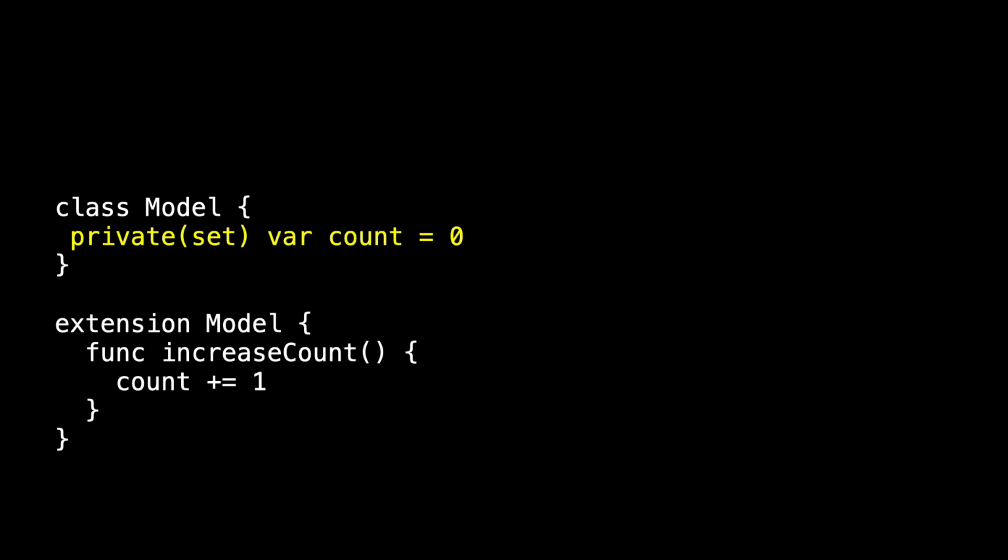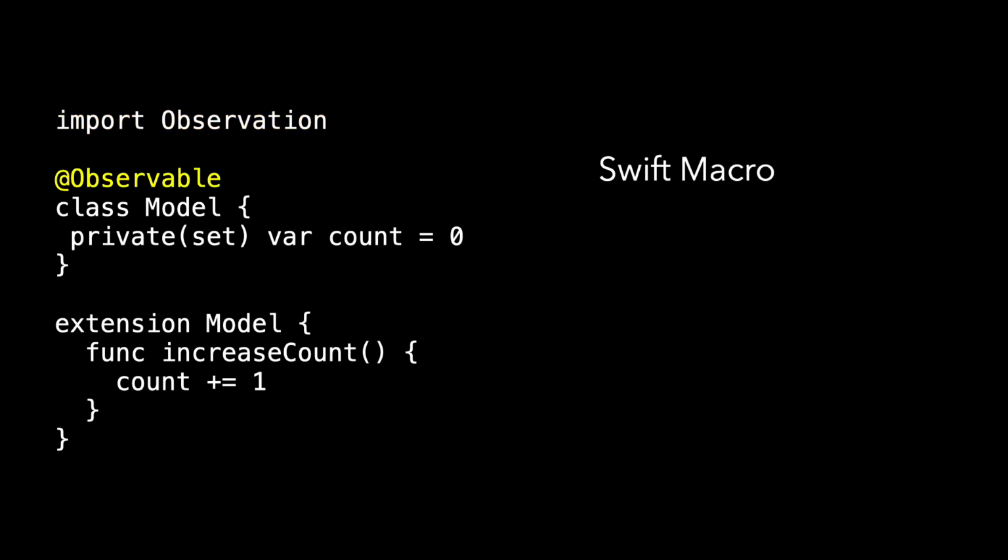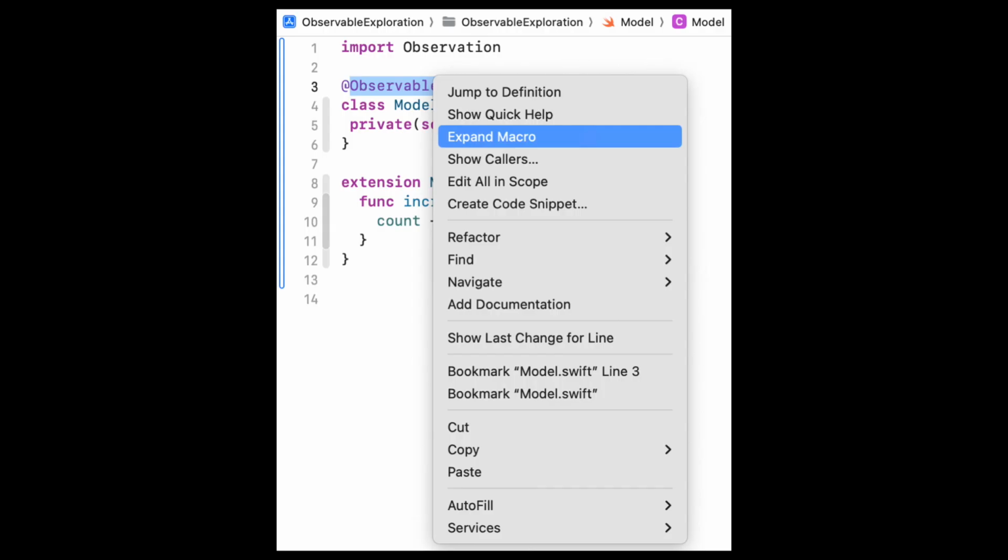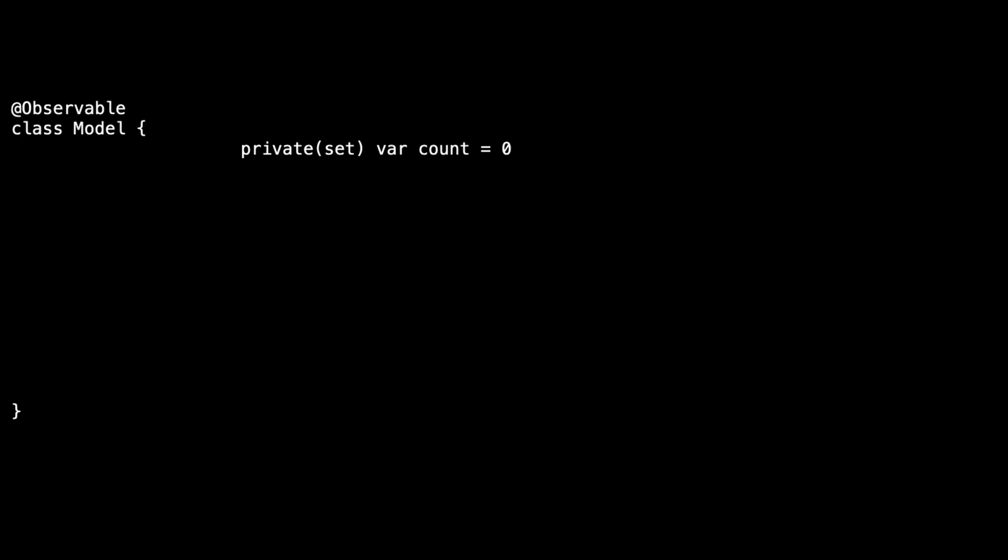Model must be a class to be observable, and so we'll start there with a very simple property. It's an Int called count. Here's how we make the model observable, and that requires that we import Observation. Observable may look like an attribute, but actually it's a Swift macro, and so we can expand it to see what's provided by that macro. This is the code that we wrote, and here's what gets provided by the macro.